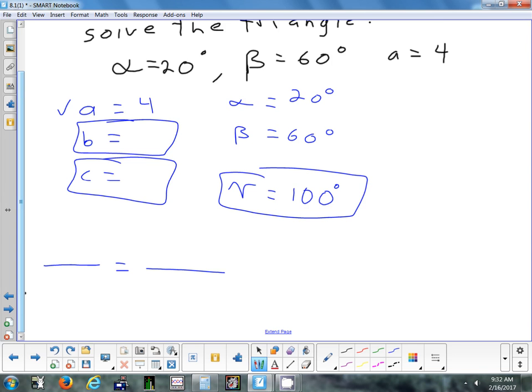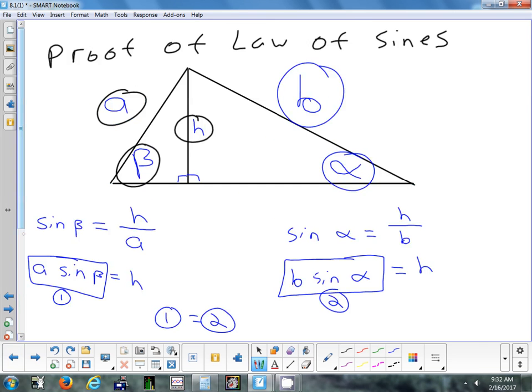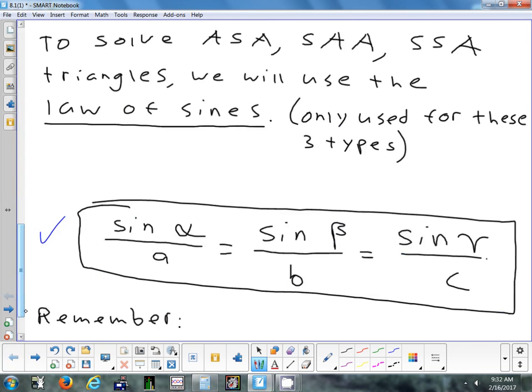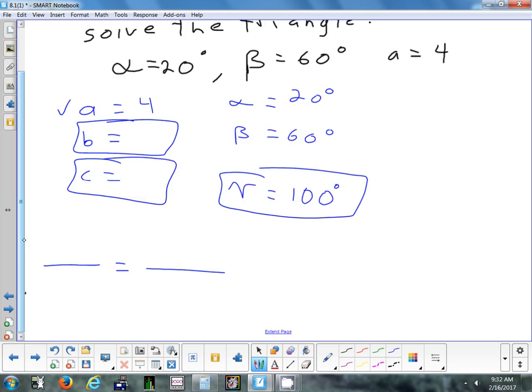So let's fill in row A into the first part of my law. Sine of alpha divided by A. So it's sine of what? 20. 20 divided by 4. Now I want to solve for B. So what goes on this side has to be the part of the law that has a B in it. If I wanted to solve for C, I would put the part of the law that has the C in it. So if I'm solving for B, what would go on top here? Sine 60. Sine 60. And what would go on the bottom?